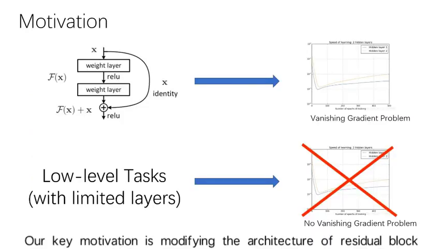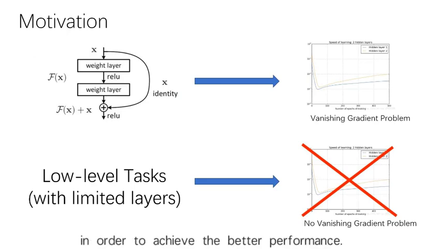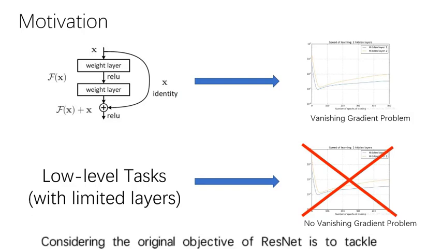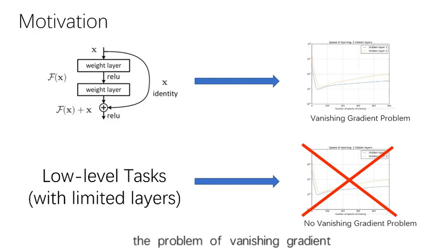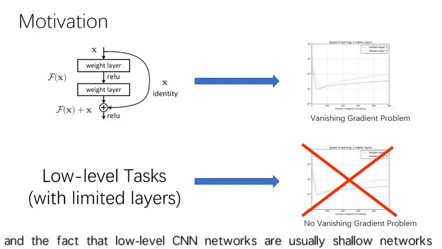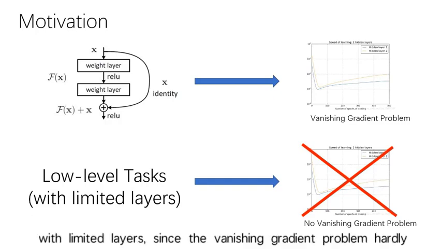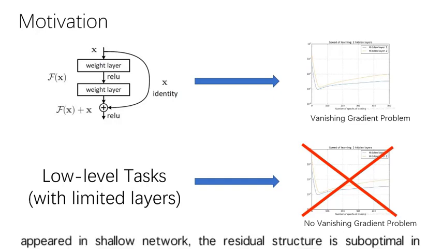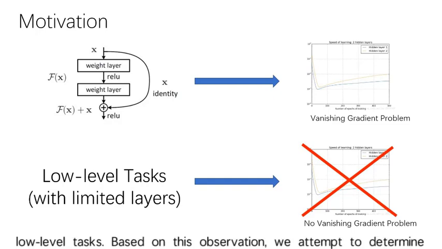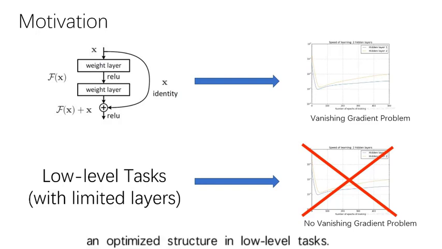Our key motivation is modifying the architecture of residual block in order to achieve better performance. Considering the original objective of ResNet is to tackle the problem of vanishing gradient, and the fact that low-level CNN networks are usually shallow networks with limited layers. Since the vanishing gradient problem hardly appeared in shallow networks, the residual structure is suboptimal in low-level tasks. Based on this observation, we attempt to determine an optimized structure in low-level tasks.